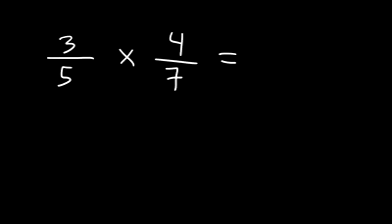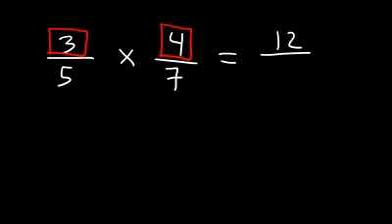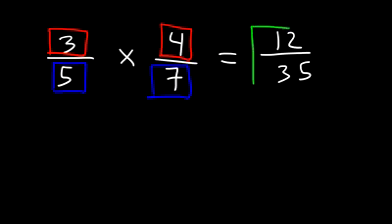So what do we need to do in this problem? How can we multiply these two fractions? When multiplying fractions, you need to multiply across. So we're going to multiply 3 and 4 together. 3 times 4 is 12. Next, we need to multiply the two denominators together. 5 times 7 is 35. And so that's it for this problem. That's all we need to do. And the answer is 12 over 35.